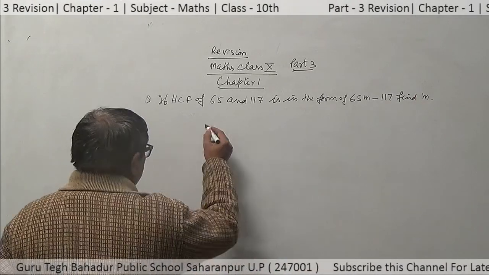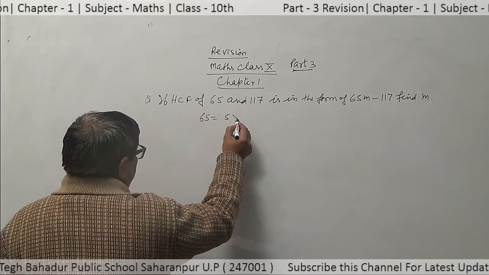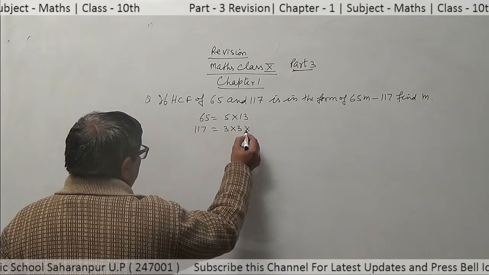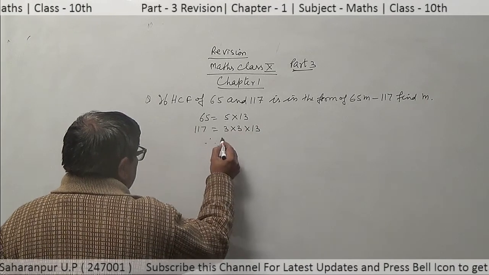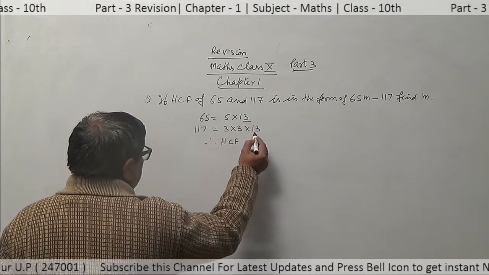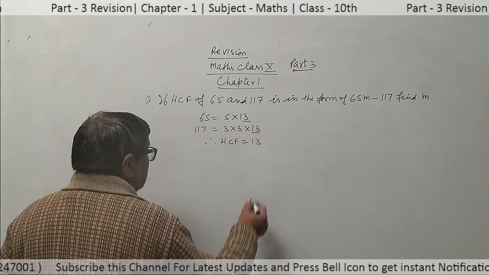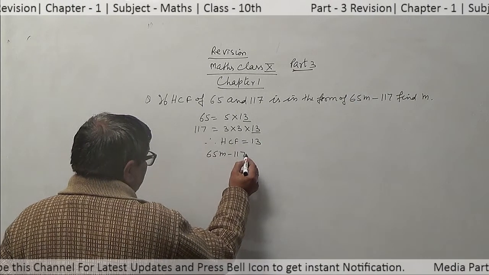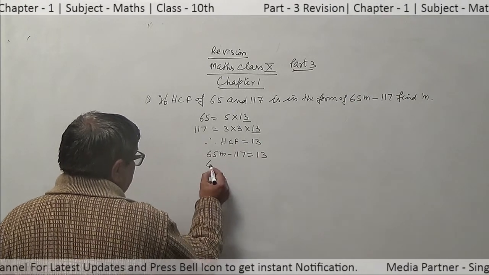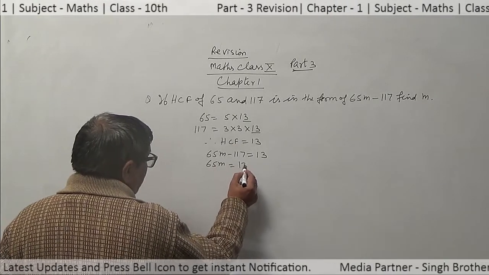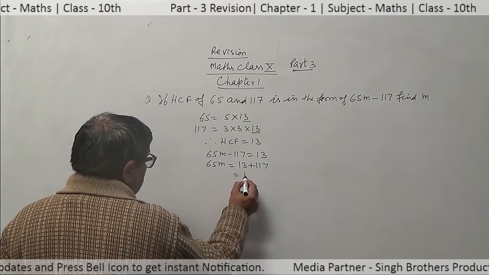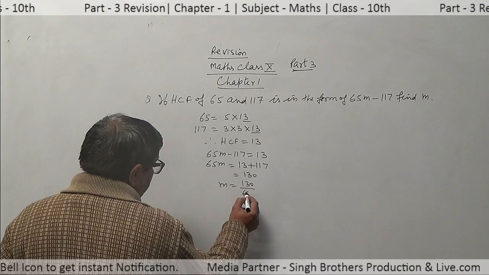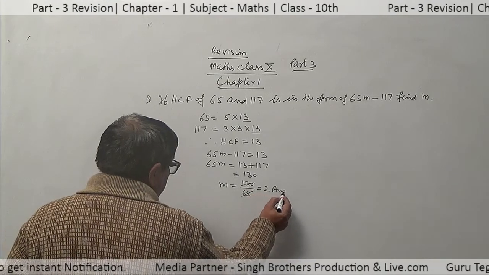So 65 is 5 into 13, 117 is 3 into 3 into 13. So HCF is 13. Now this HCF is in this form. So 65m is equal to 13 plus 117. So it is 130. So 130 upon 65, that is, m is equal to 2.